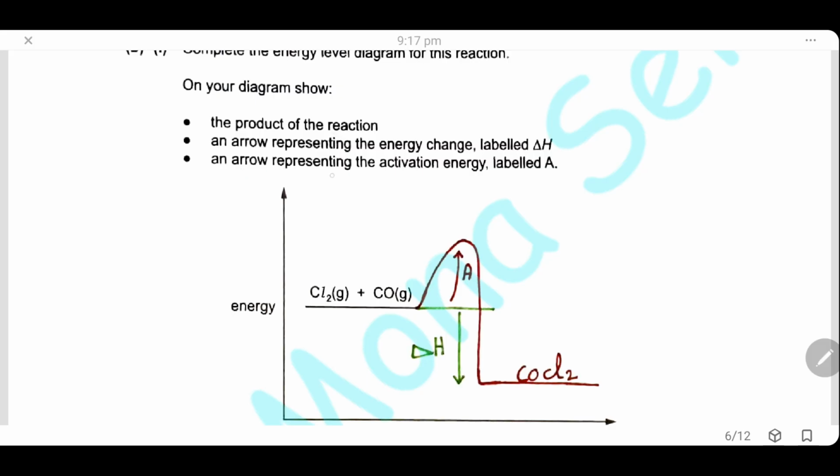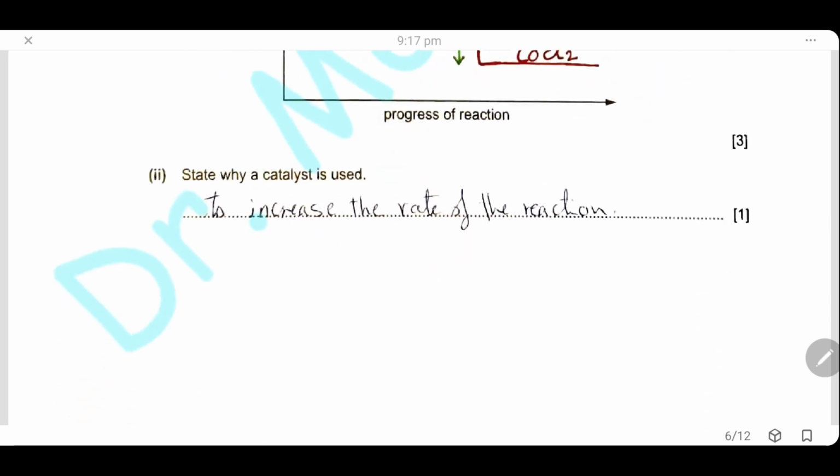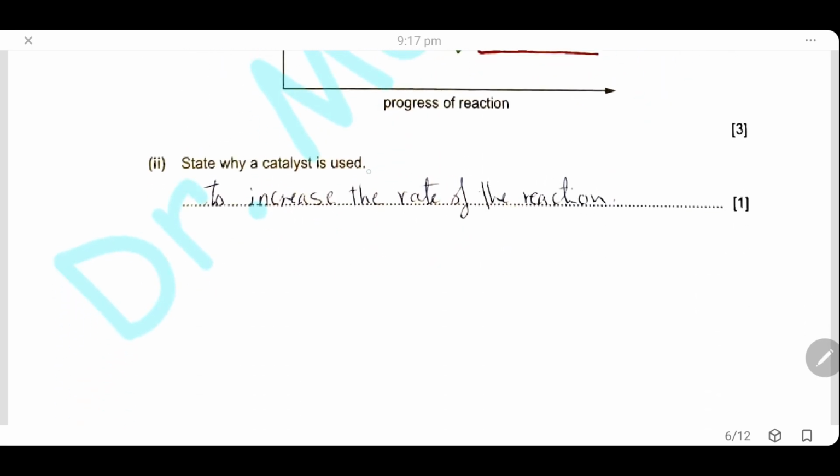Third, an arrow represents the activation energy labeled A. Arrow going upward represents the energy taken in as the activation energy. State why catalyst is used in this reaction. We are using catalyst to increase the rate of reaction.